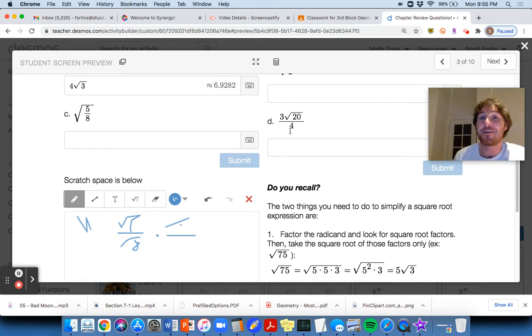Okay, this one here, we don't have to rationalize the denominator. That one's nice. But here, square root of 20, 4 goes into 20. How many times does it go into 20? It goes 5 times. So 4 times 5 is the way we change it. Can we take the square root of either of those numbers, 4 or 5?